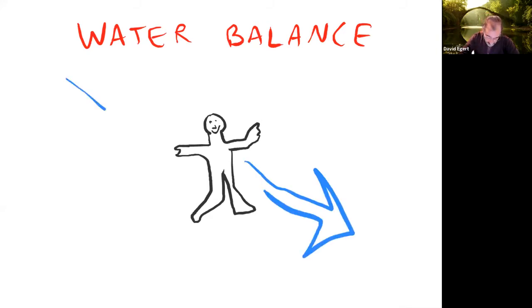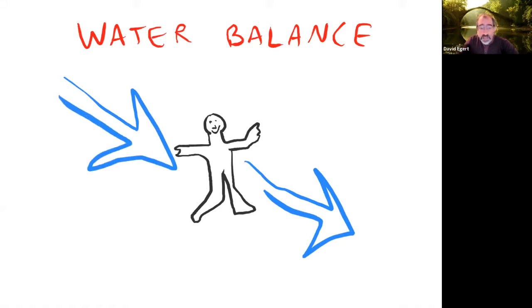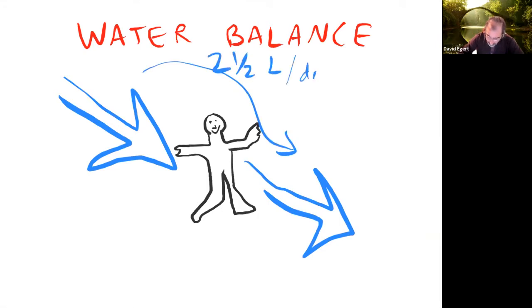So we have water coming in, we have water going out, and it has to be in balance, or else you are going to inflate up like a water balloon or dry out like a little husk. In general, the amount coming in and out every day is usually about 2.5 liters per day. You're taking in about 2.5 liters, you're losing about 2.5 liters, and overall, you're staying in equilibrium. So just wanted to mention a little bit about that process.